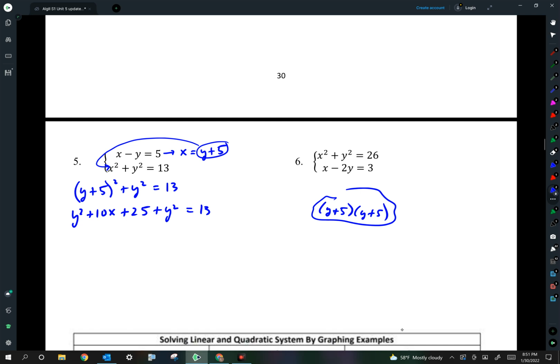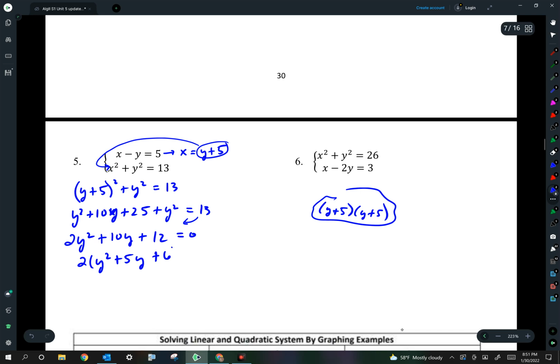And so again, if I combine like terms, I've got 2y squared. This should be a 10y, sorry about that, plus 10y. And then if I subtract the 13 from the 25, it's going to be a plus 12. And so like last time, notice there's a common factor of 2. So y squared plus 5y plus 6. And I think that'll factor into y plus 3, y plus 2. So I have two values of y, y equals negative 3 and y equals negative 2.